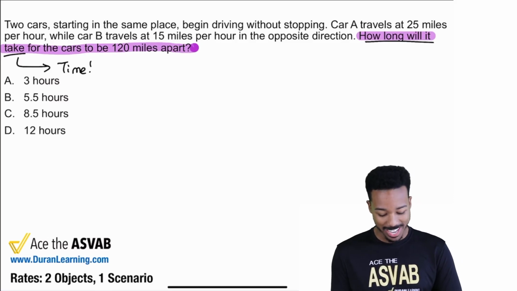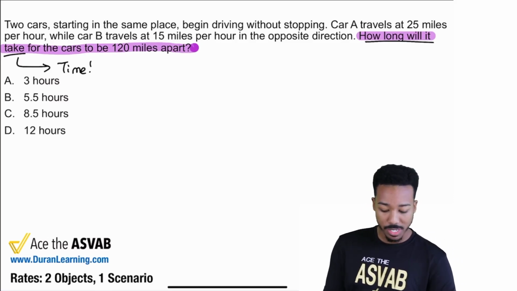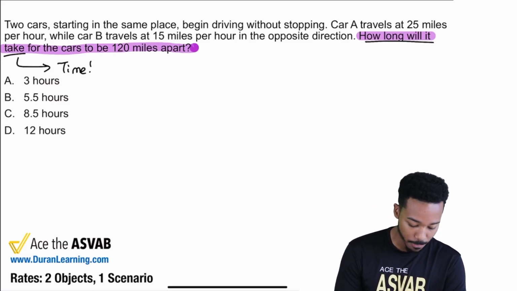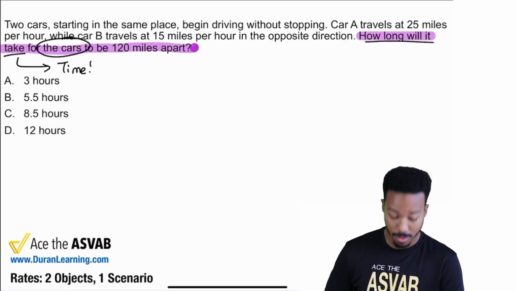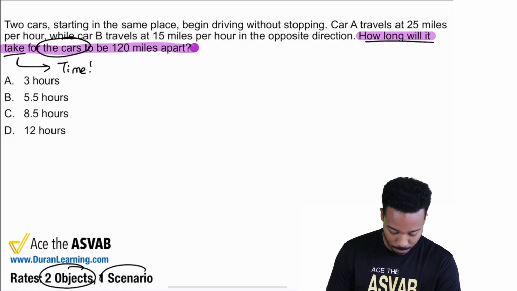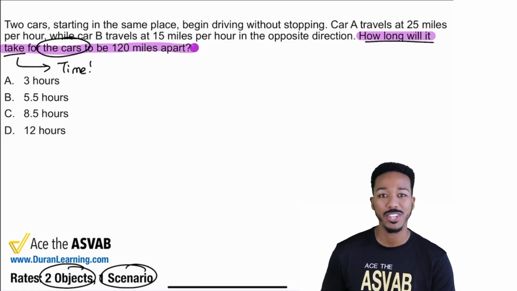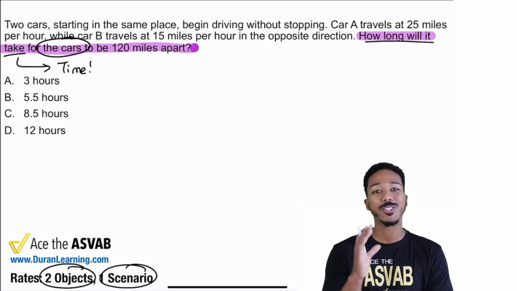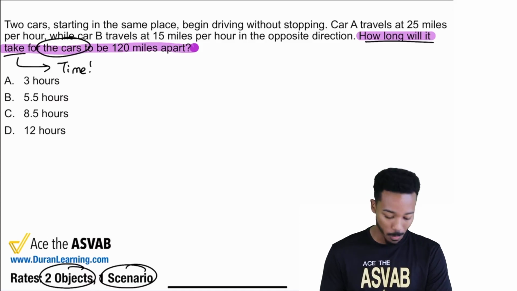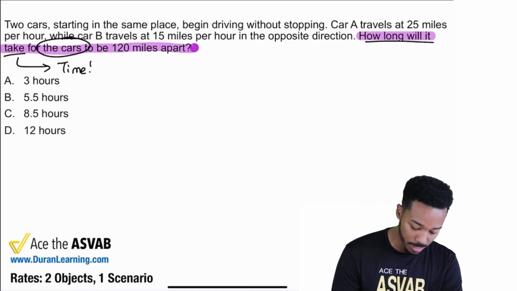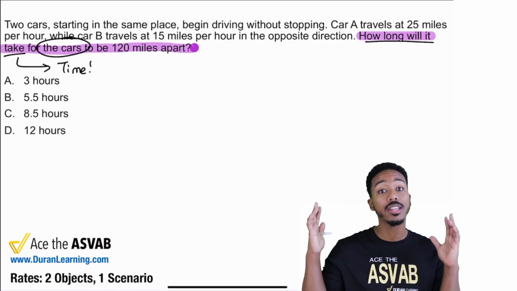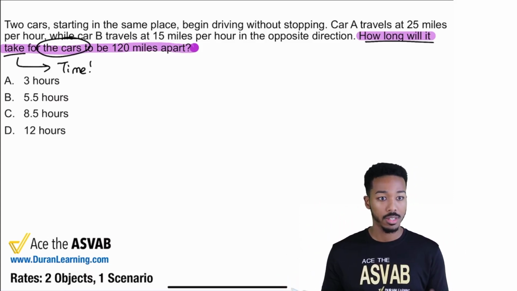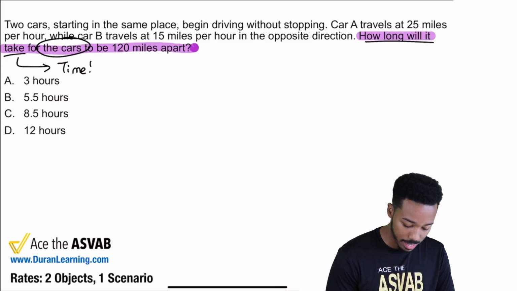Let's go ahead and be more serious here. Notice how they say, how long will it take for the cars? How many cars? More than one. We have two objects here under the same situation, the same scenario. So watch how we're going to handle this now. We're looking for time. So it's one scenario, so you're only going to be needing one distance, rate, time equation. Okay? So with that said, we're looking for time.